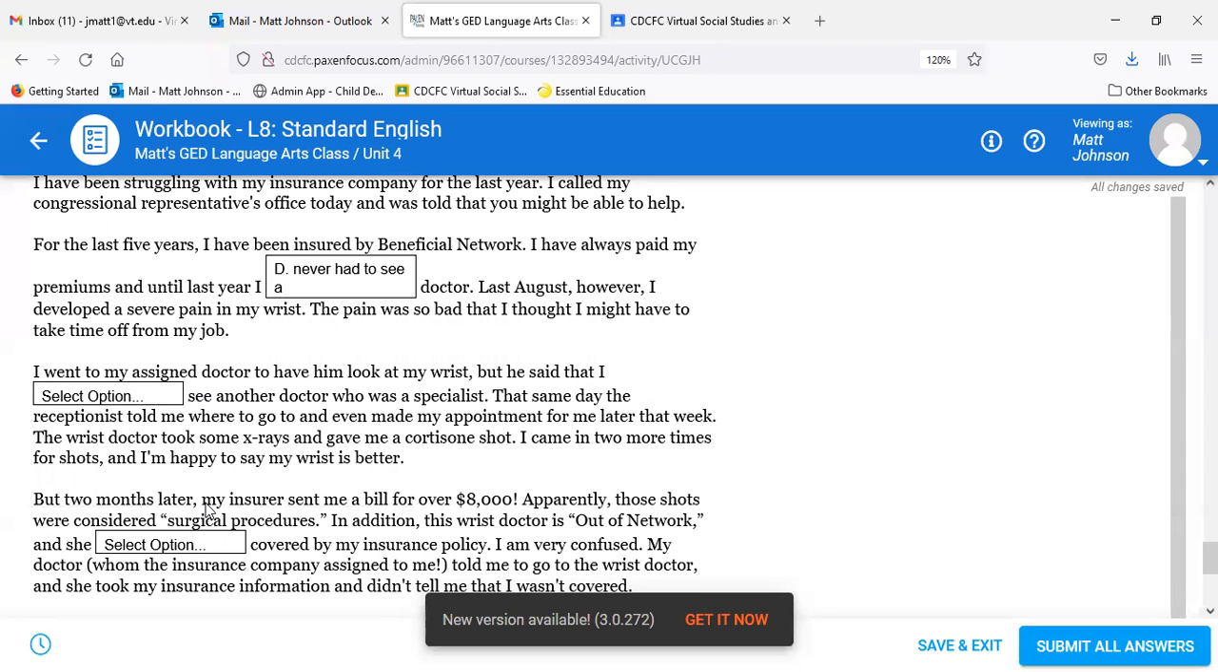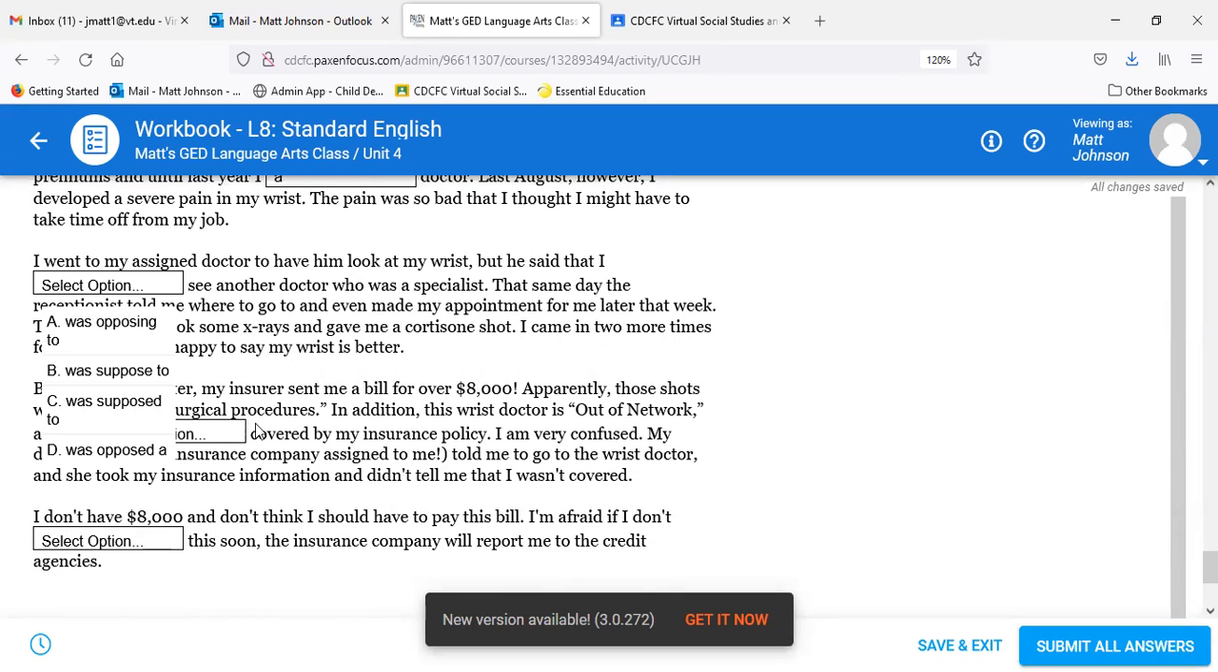Last August, however, I developed a severe pain in my wrist. The pain was so bad that I thought I might have to take time off from my job. I went to my assigned doctor to have him look at my wrist, but he said that I blank see another doctor who was a specialist. Grace, we'll try that one. But he said that I was supposed to see.